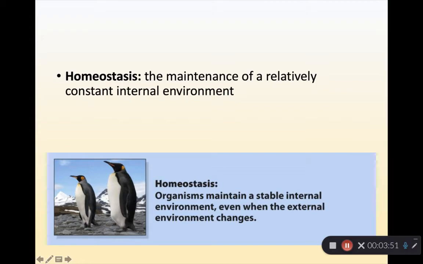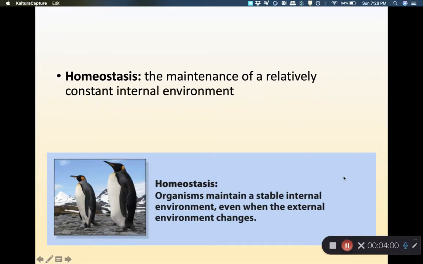Next, we have this term homeostasis, and that essentially means the maintenance of a relatively constant internal environment. So while the external environment outside of an organism might change, the internal organization and maintenance of the host remains essentially the same. An example of that in humans would be our body temperatures. For the most part, it remains relatively stable despite how cold or how hot it is outside.